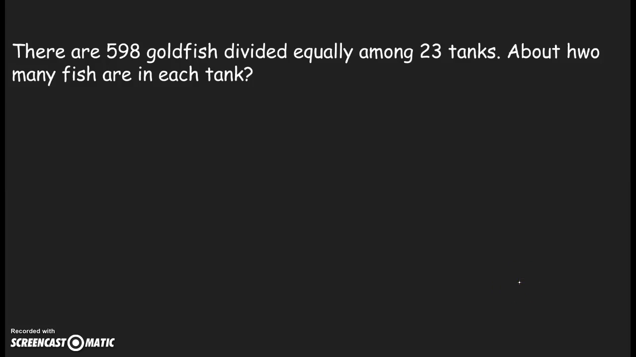Here we have a word problem. Ooh, we have a typo here, but we will deal with that. There are 598 goldfish divided equally among 23 tanks. About how many fish are in each tank? Okay, well, hopefully by now we've done enough division that I know I have 598 fish divided into 23 tanks. Okay, well, this shouldn't be too difficult.